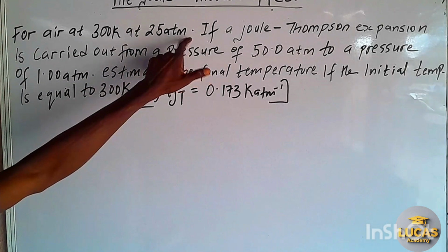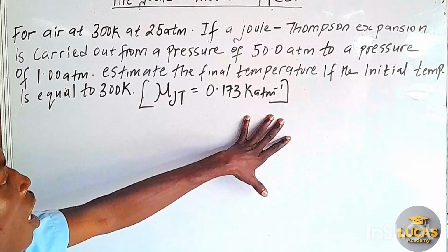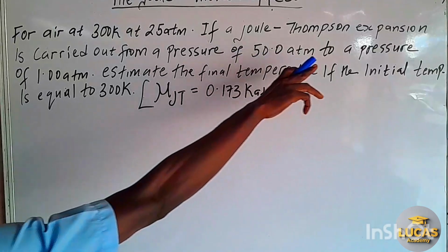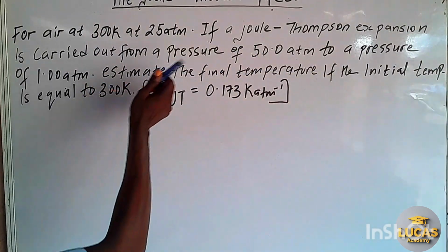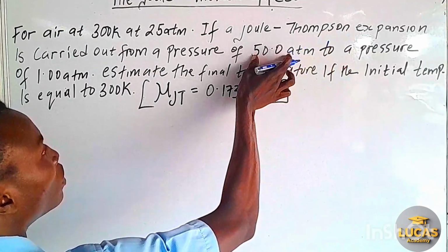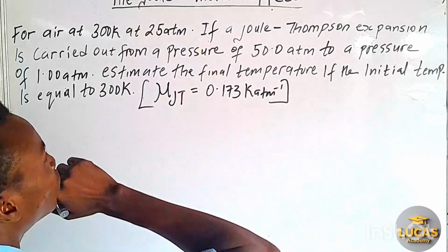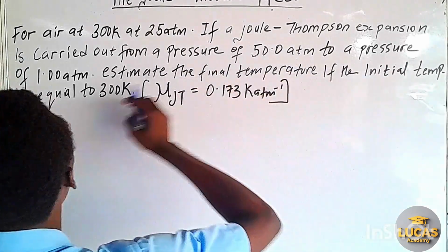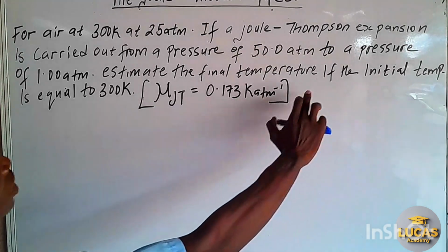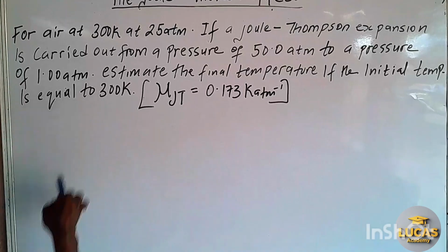Now, with respect to the example here, at 300 Kelvin and 250 atmospheres, the Joule-Thomson coefficient is 0.173 Kelvin per atmosphere. If a Joule-Thomson expansion is carried out from a pressure of 50.0 atmospheres, which is the high pressure region, to a pressure of 1.0 atmosphere, estimate the final temperature.